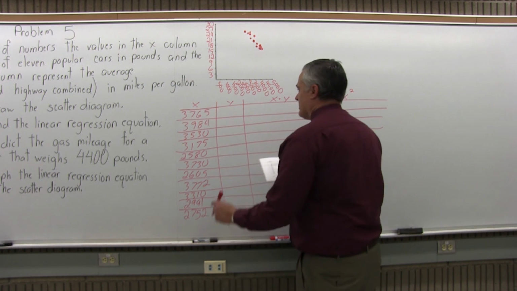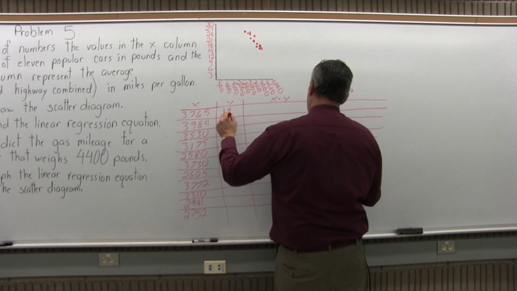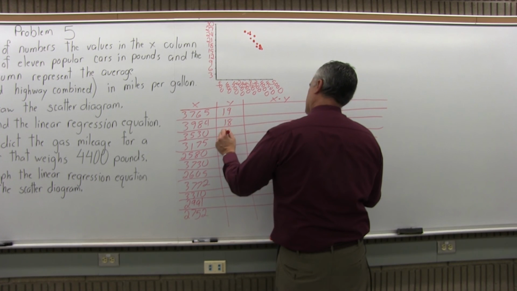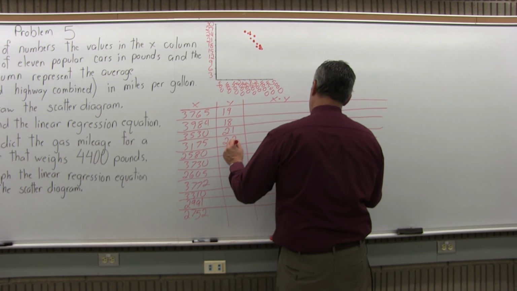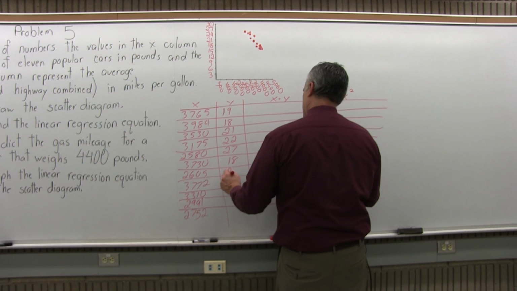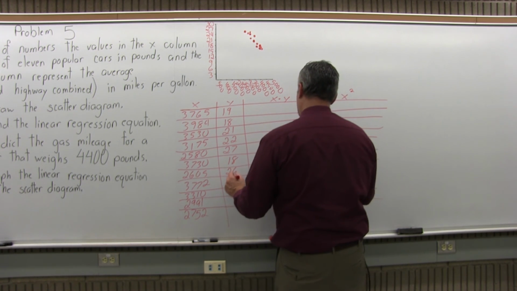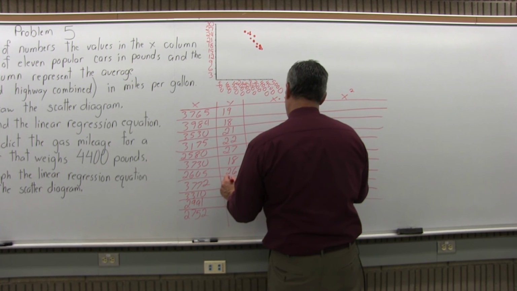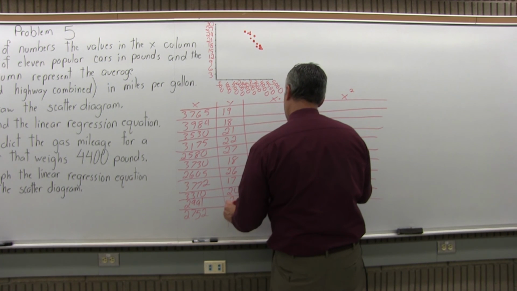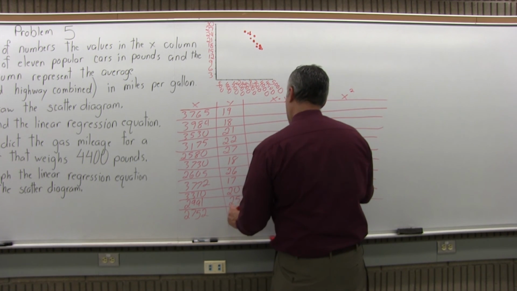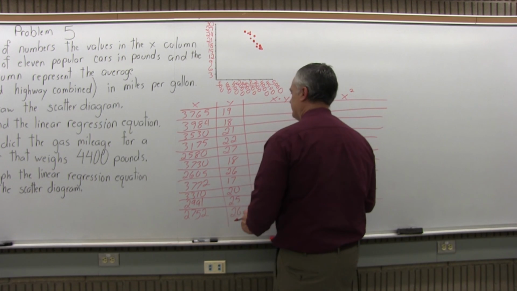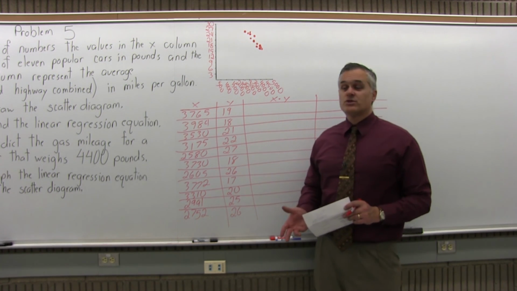Now the average gas mileage that each one got, the first car 19 miles to the gallon, then 18 miles to the gallon, 21 miles to the gallon, 22 miles to the gallon, 27 miles to the gallon, 18 miles to the gallon, 26 miles to the gallon, 17 miles to the gallon, 20 miles to the gallon, 25 miles to the gallon, and 26 miles to the gallon. So there's the first two columns filled in.